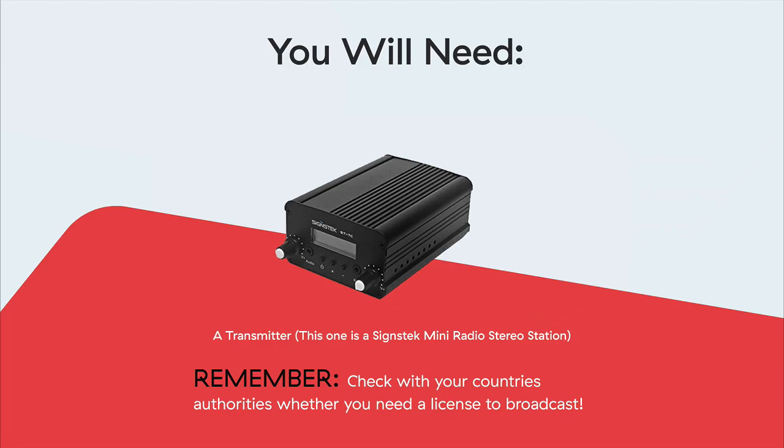If you want to broadcast on AM or FM radio, you'll need a transmitter. Basically, this is what will send out the radio waves from your station to other people's receivers or radios. There are plenty of different types of transmitter that all offer different ranges of reach. The one we've pictured here is a SignStec mini stereo station.